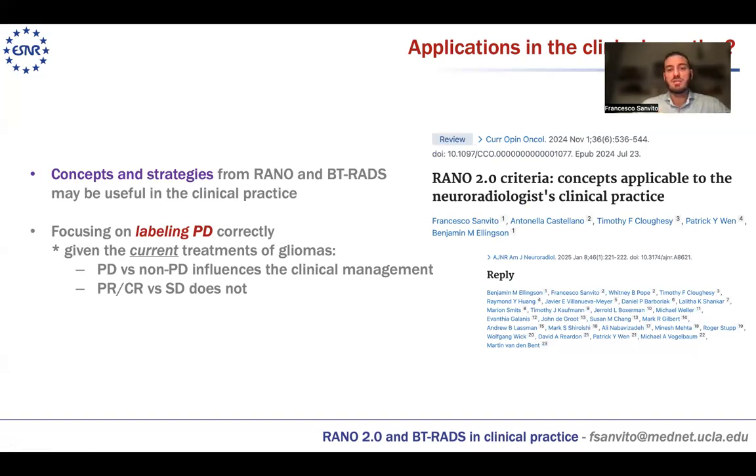So after we presented these two systems, I want to point out some concepts and strategies that I would adopt in clinical practice. One thing that is so important, I think, is to understand that labeling progression is what really makes a difference. Labeling response versus stable disease doesn't really change the management of gliomas as of today, but labeling progression means what you essentially are doing is that you're telling the neuro-oncologist or the treating physician the current management is not working in controlling the tumor growth.